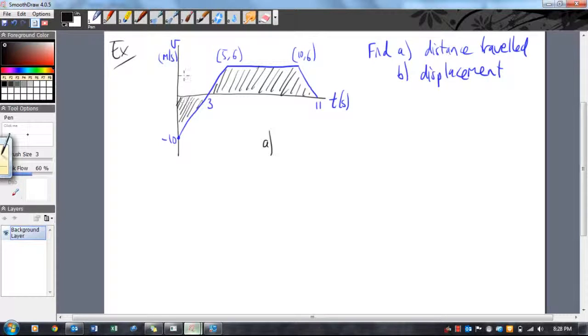So here, what's the area of this triangle? We've got 10 here, 3 there, so 10 times 3 is 30, divided by 2, so that area there is 15. 15 under there. Okay, right.